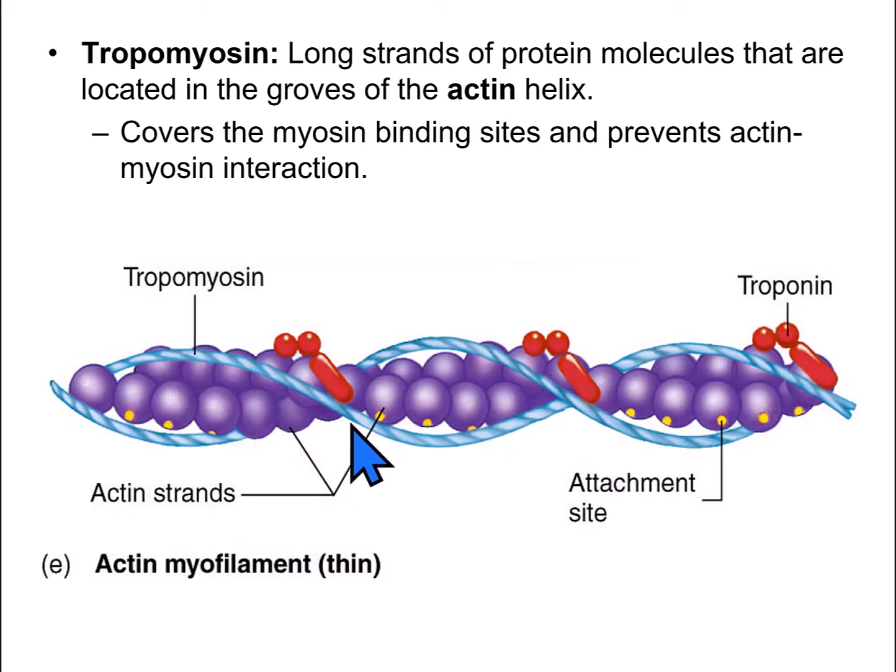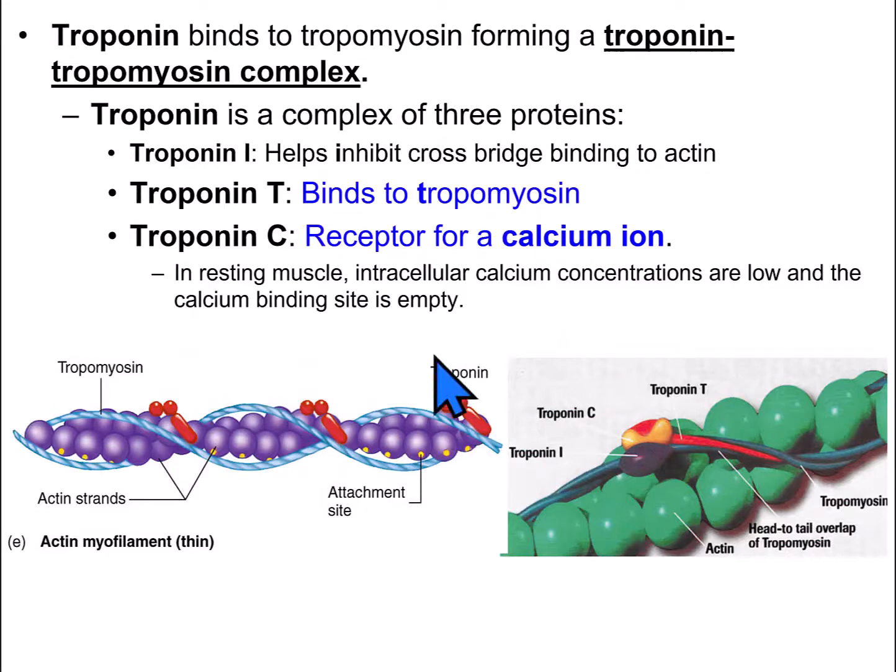When you look at the tropomyosin, these are long strands of protein molecules that are located in the grooves of that actin helix. This covers the myosin binding sites and prevents actin-myosin interaction. Troponin does cover a few of the binding sites, but it doesn't do it as well as tropomyosin. Tropomyosin is the main covering for these binding sites. Troponin binds to tropomyosin, and troponin bound to tropomyosin forms a complex known as the troponin-tropomyosin complex.